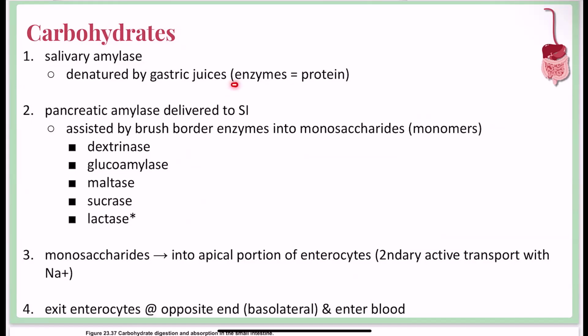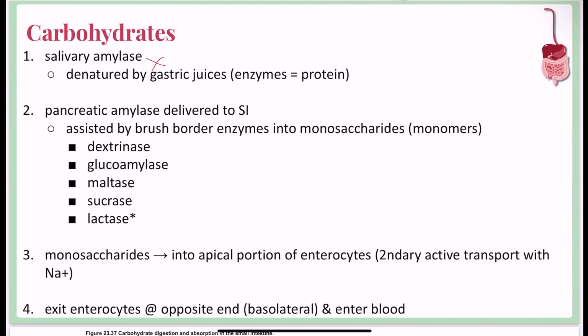But remember that enzymes are proteins. Amylase is an enzyme, and an enzyme is a protein. What happens in the stomach is the digestion of proteins. So once that amylase gets into those gastric juices, it goes away. It just doesn't work anymore and gets denatured. And so starch digestion halts. What amylase does though is it takes starch and makes it smaller.